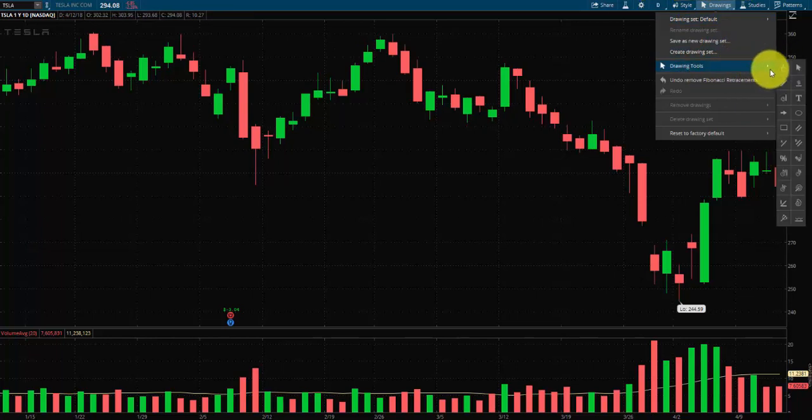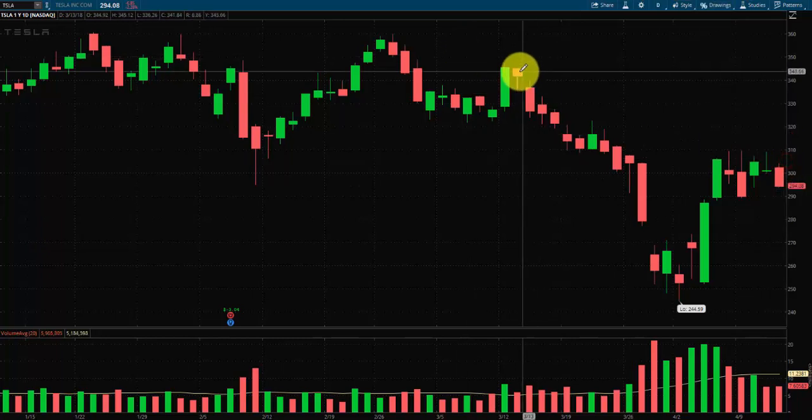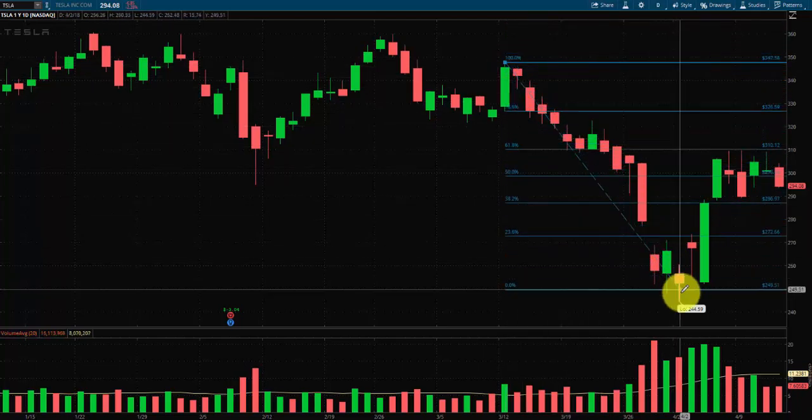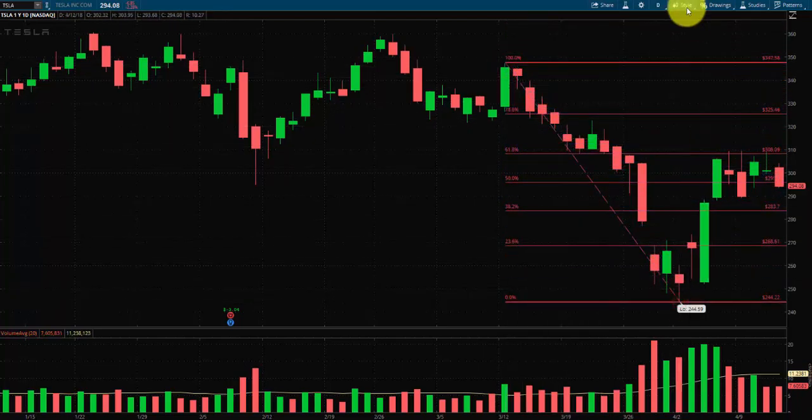You go down to drawing tools, hit that little percentage because we're looking at Fibonacci retracements. They're in percentages. Click that guy, and we're drawing it from left to right, so from swing high to swing low. Okay, so we click right on this high, and then drop it down to this low.